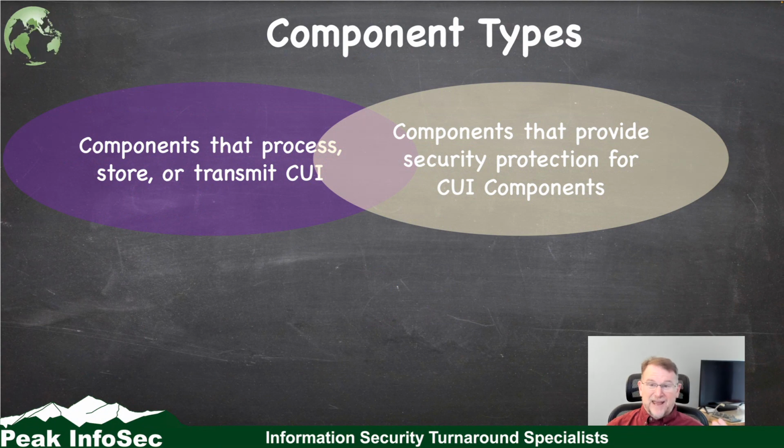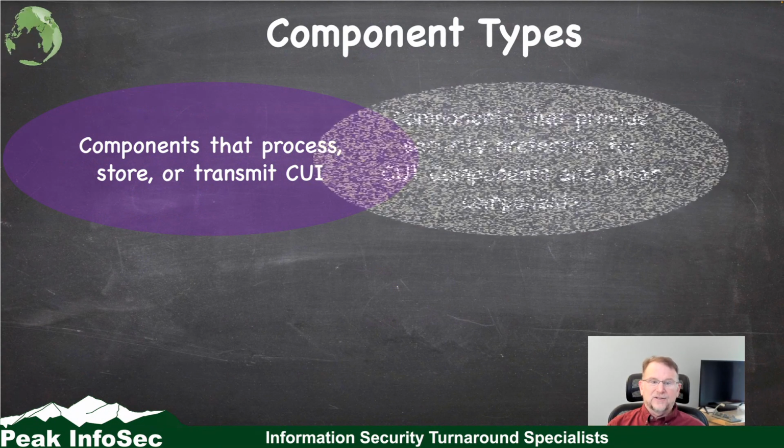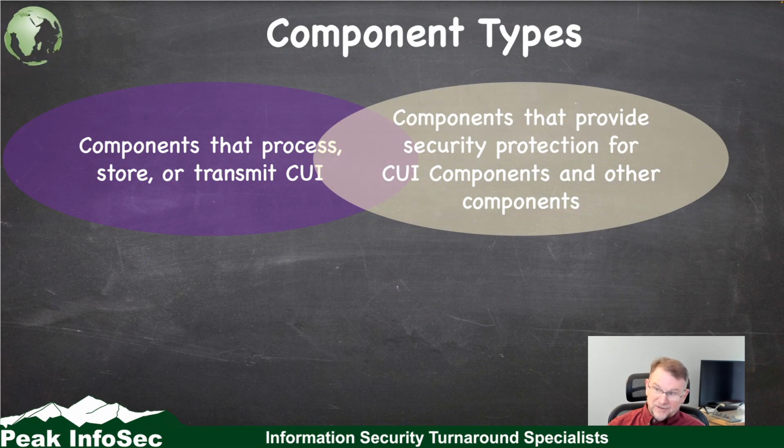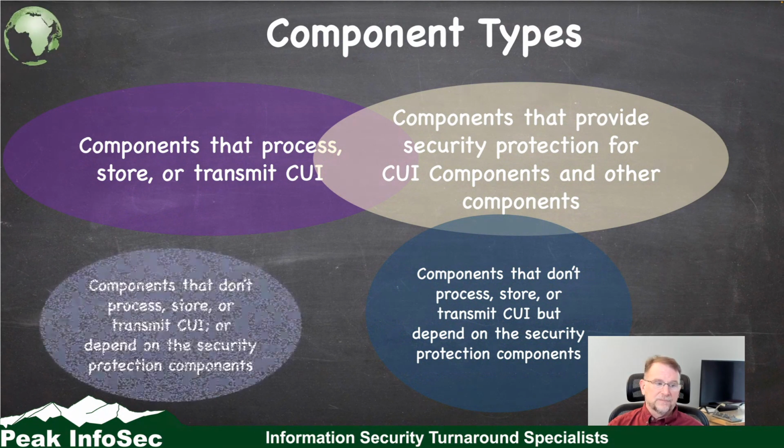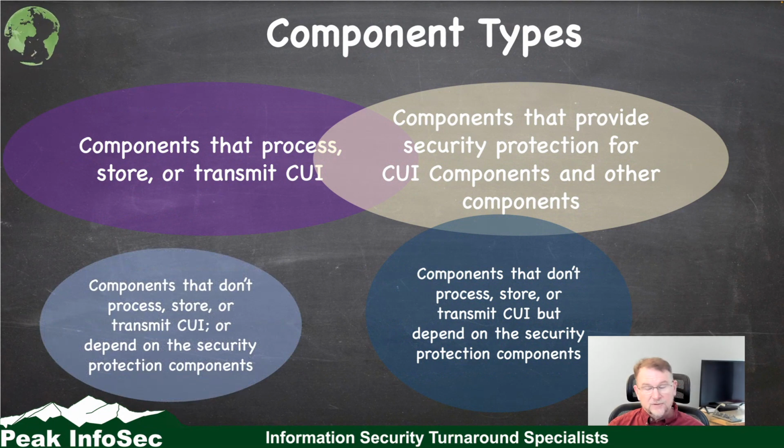That second definition actually has a reality to it. So it's really those components that protect CUI and other components. They do other stuff too. And we need to recognize that because that becomes critical, because in reality, that's the third group of components, those that don't store, process, or transmit CUI, but do depend upon the security protection components. Now, when it comes down to it, there is a fourth category of components. Those are the components that don't process, store, or transmit CUI, or depend on the security protection components.